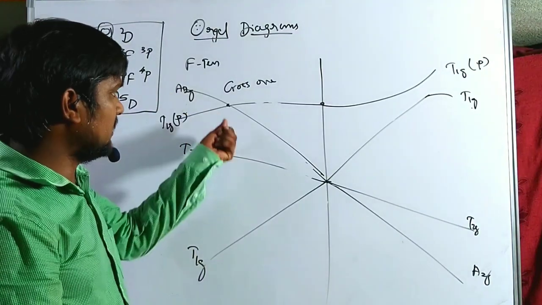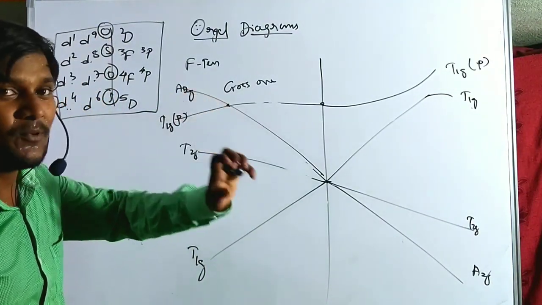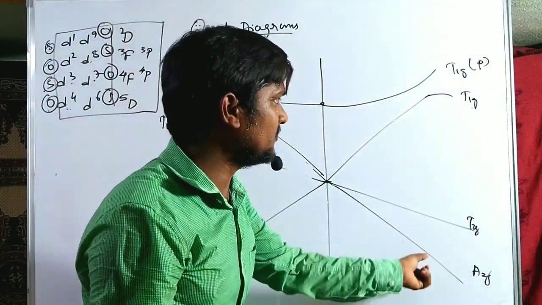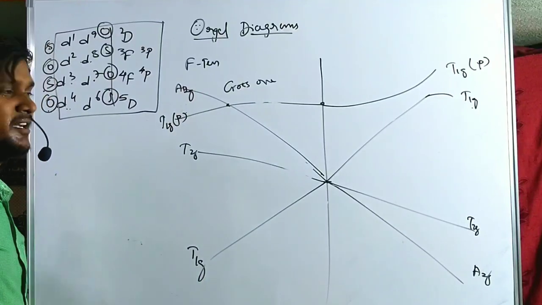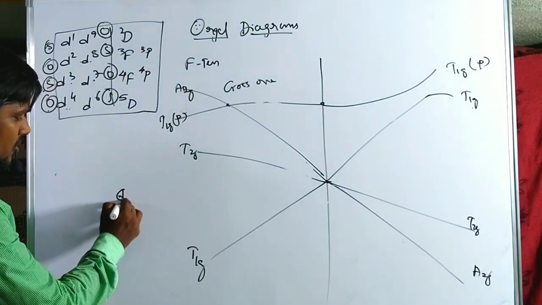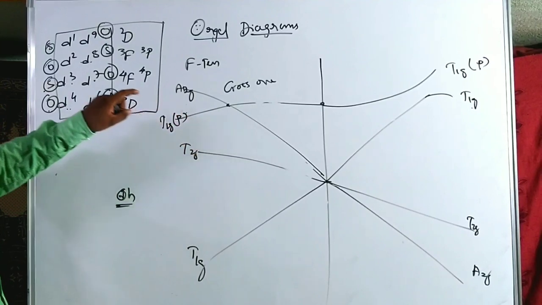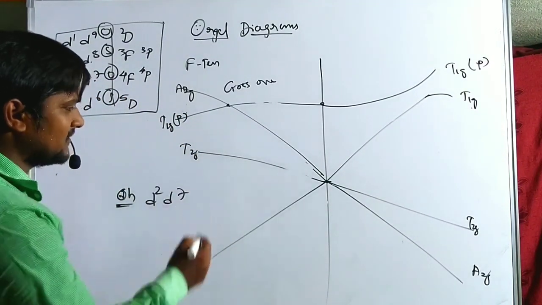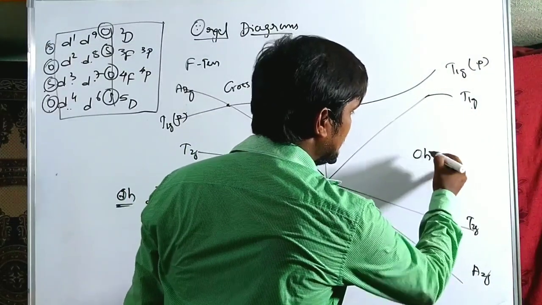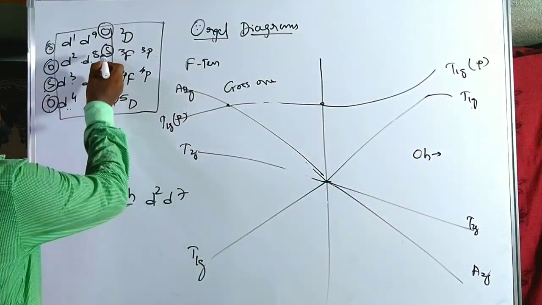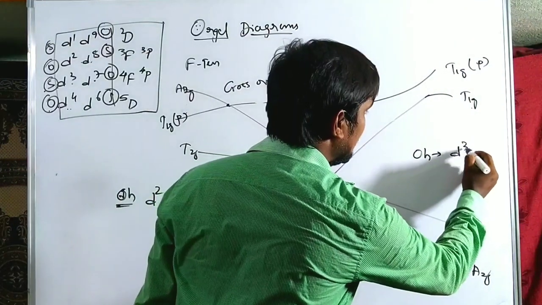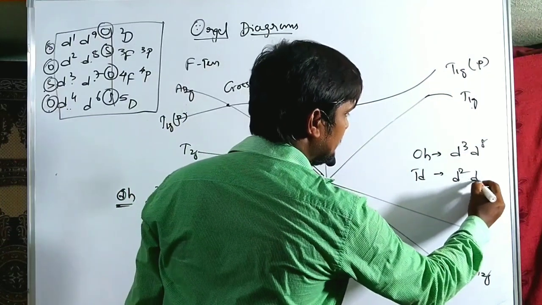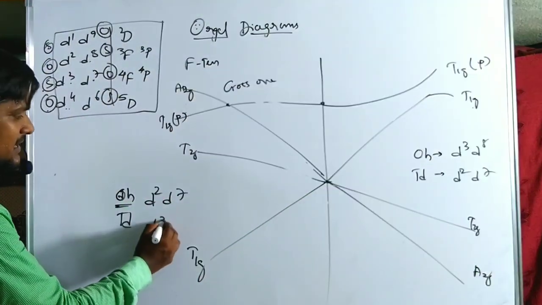We observe the crossover point in case of opposite splitting of the F term, but we observe repulsion in similar splitting of the F term. In octahedral cases, opposite splitting is D2 as well as D7, and similar splitting is D3 as well as D8. In tetrahedral cases, both are quite opposite: D2, D7 and D3, D8.